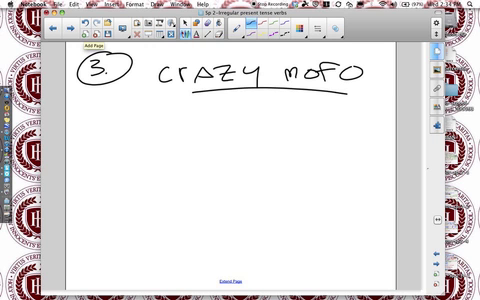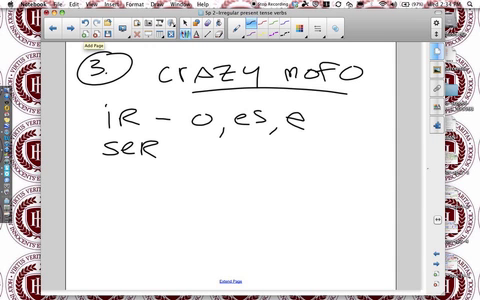Here's what crazy mofo means. The verb is either irregular in every single subject, like ir or ser. If we follow the rules for ir, it should be o, es. It should just be the endings, right? You take off the ending and you add a new ending. But that's not how we conjugate ir. Instead, it's voy, vas, va, etc. Every single subject is irregular, so that's a crazy mofo.